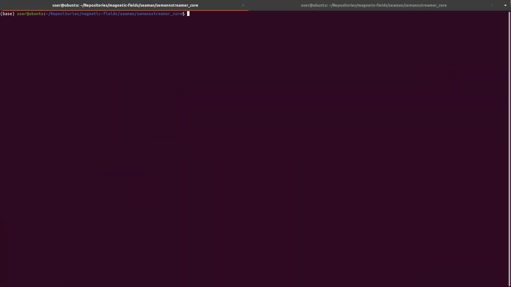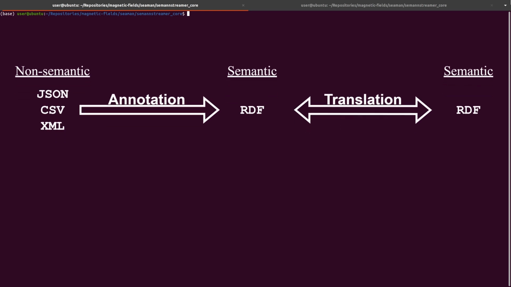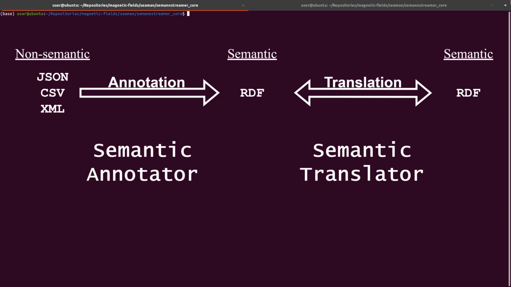Semantic annotation is the process of transforming a non-semantic data format such as JSON into the semantic data format, RDF. Semantic translation is the process of transforming RDF data into different RDF data. In this video, I will show you how to do both of those using our Semantic Annotator and Semantic Translator, both products of the ASSIST-IoT project.